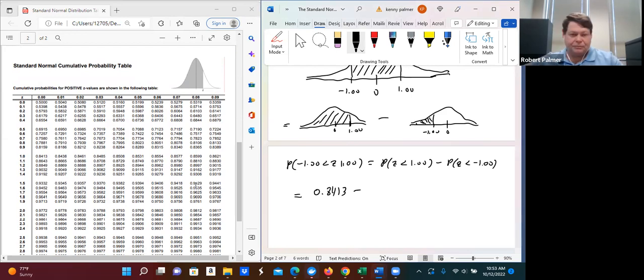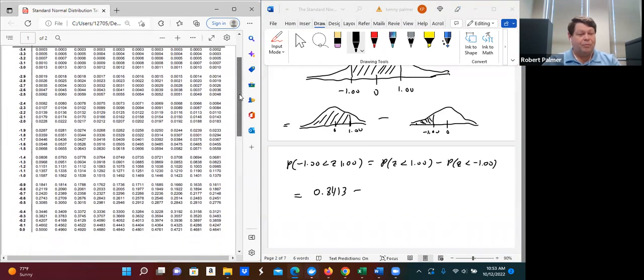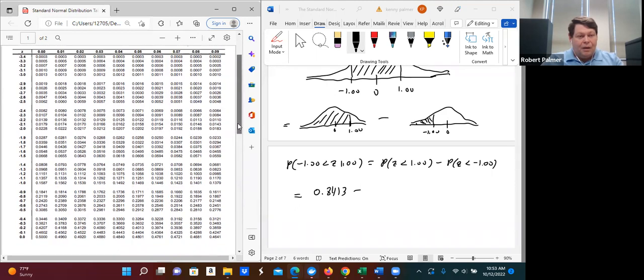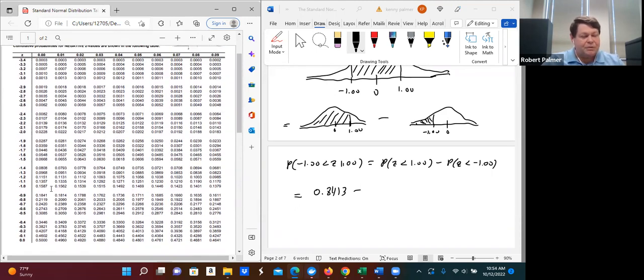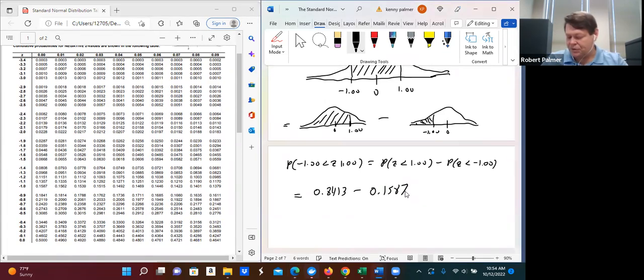Minus from that. So now we go to the other side of the table, since it's negative, go to the negative side and look for negative 1.00. And right, so here's negative 1.00, it's right here, and this is 0.1587. And let's just calculate that, use your calculator. And so 0.8413 minus 0.1587, and that's going to be 0.6826, or approximately 68.26%.